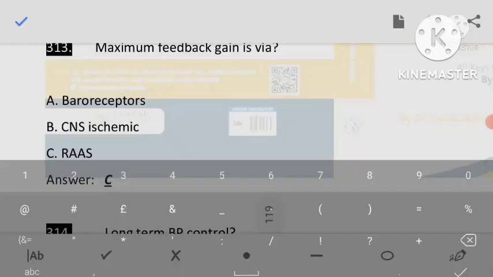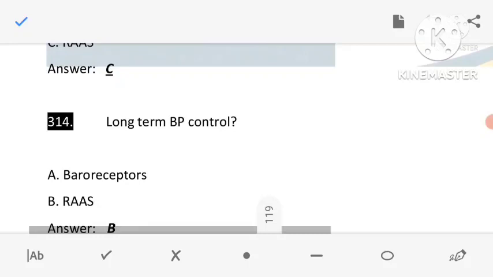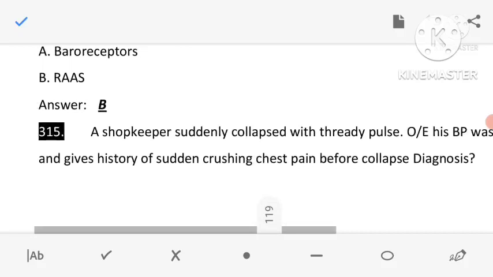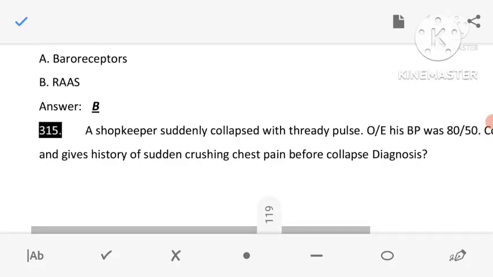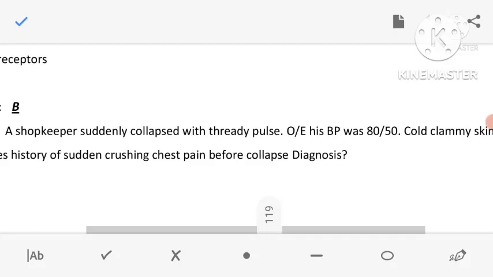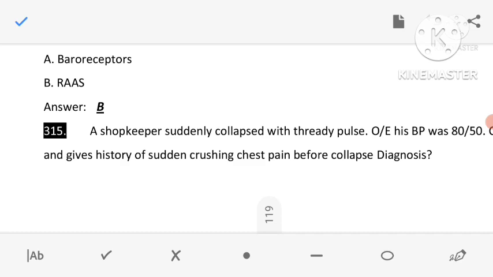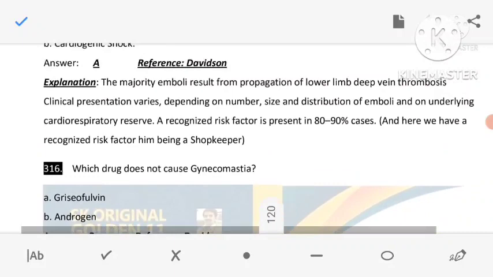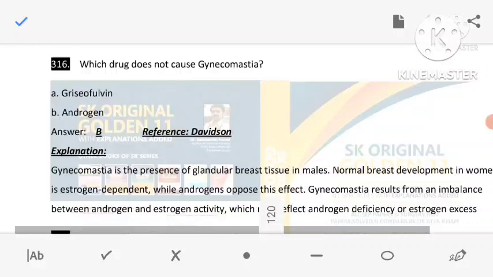So point number 314, long-term BP control through RAS, again RAS, that is the renin angiotensin aldosterone system. Point number 315, a shopkeeper suddenly collapsed with thready pulse. On examination, his BP is 80 over 50, cold clammy skin, and gives history of sudden crushing chest pain before collapse. So the most likely answer is pulmonary embolism. Massive pulmonary embolism is the answer.